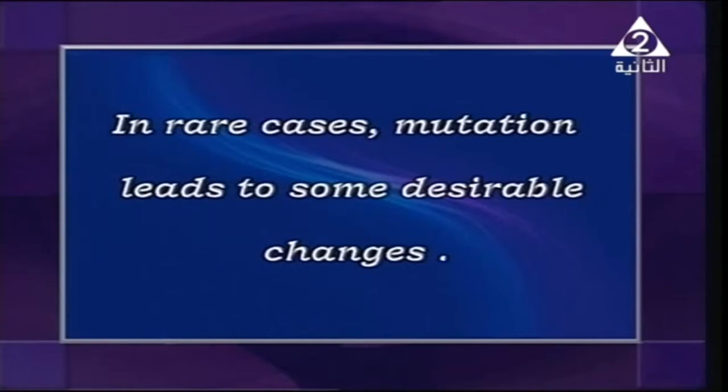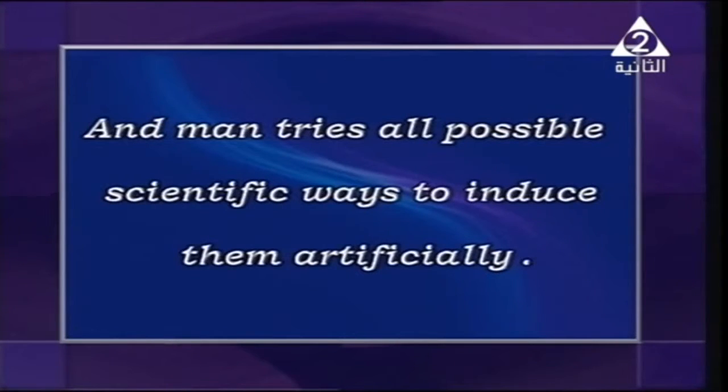But as we said, most of them are undesirable, like autism in humans, it's undesirable, and it is kind of what? A mutation. And man tries all the time to find scientific ways to induce mutation artificially, I mean the desirable mutation. Definitely most of the experiments are carried out using plants to get a desirable plant trait.